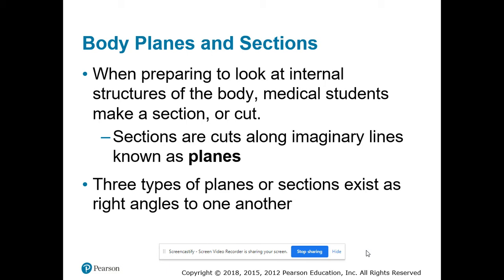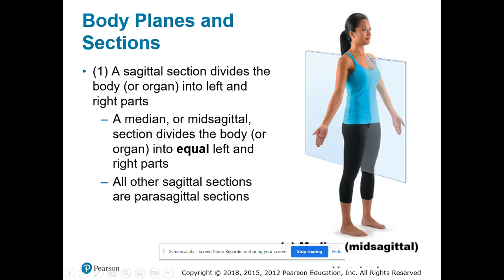When preparing to look at the internal structures of a body, medical students have to make a section or a cut. They make these cuts along imaginary lines, and we call these lines planes. And there are three types of cuts or planes you can make, and they all exist as right angles to one another. The first one that we're going to look at is called a sagittal section or plane. This divides the body or an organ, if you're cutting into an organ, into left and right parts.